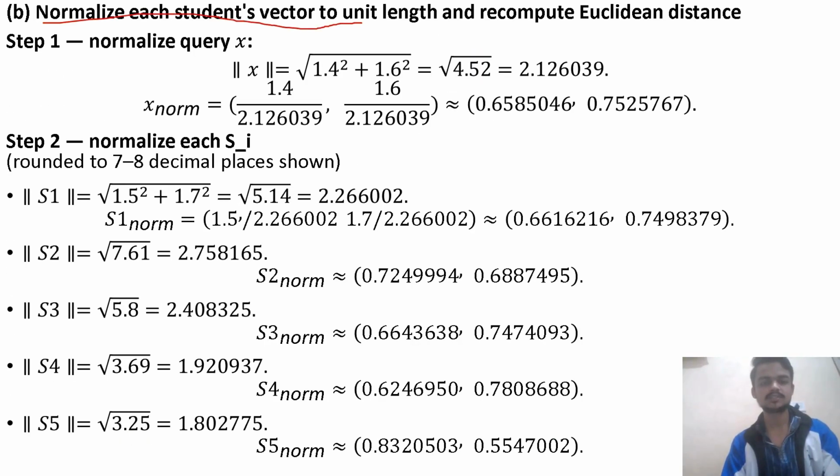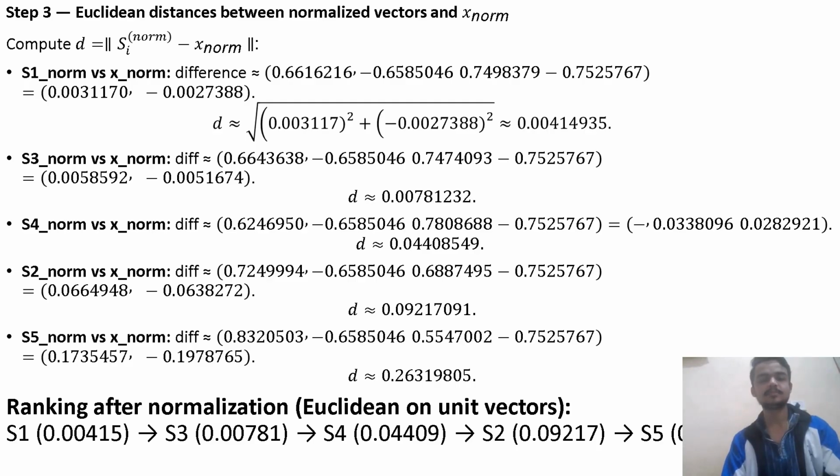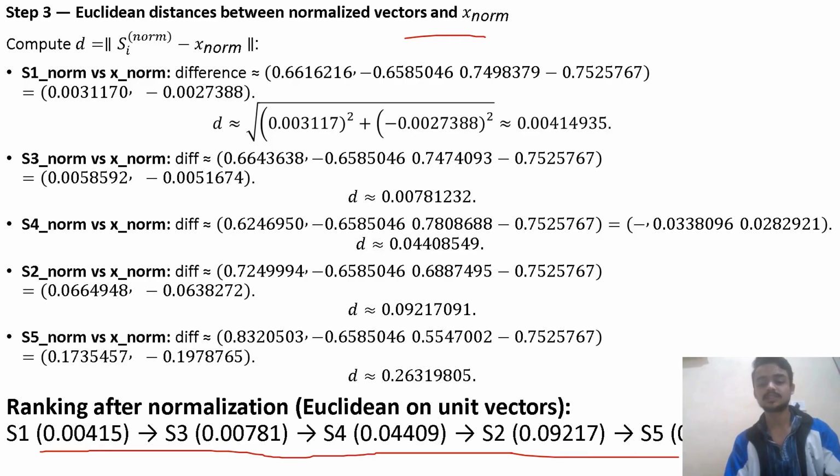Normalize each student's vector to unit length and recompute the Euclidean distance. Step 1, normalize the feature: the norm of x is 2.12. Similarly, step 2, normalize each of the S_i. So we get the following values like this. Euclidean distance between normalized vectors and normalized x: compute d equals S_i norm minus x norm. By applying this on all of these, we get the ranking after normalizing: S1, then S3, then S4, and so on.